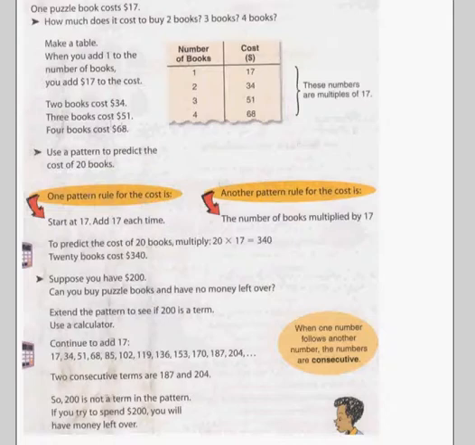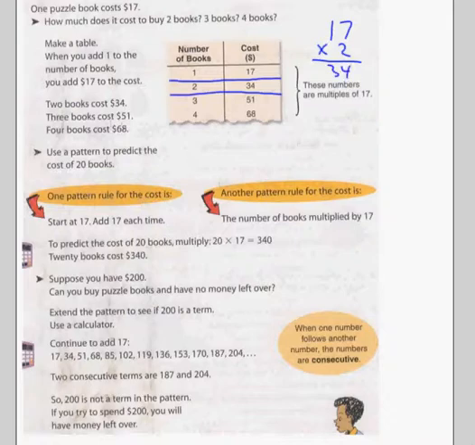When you add 1 to the number of books, you add $17 to the cost. Alright, so that would be the first part of the chart. If I have 2 books, I have $34. Now how did I get that? Well, $17 is the cost of each book. I multiplied by 2 to get 34.